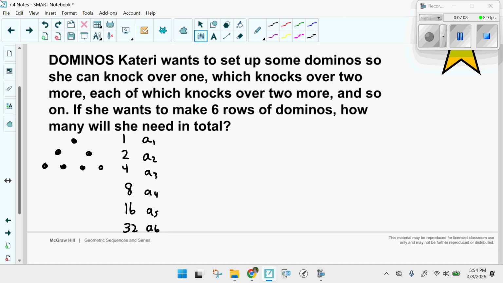Now with only 6 rows, we could just add these together. So these are going to add together to 15 plus 16 is 31 plus 32 is going to add up to 63. But why don't we try out our sum formula?